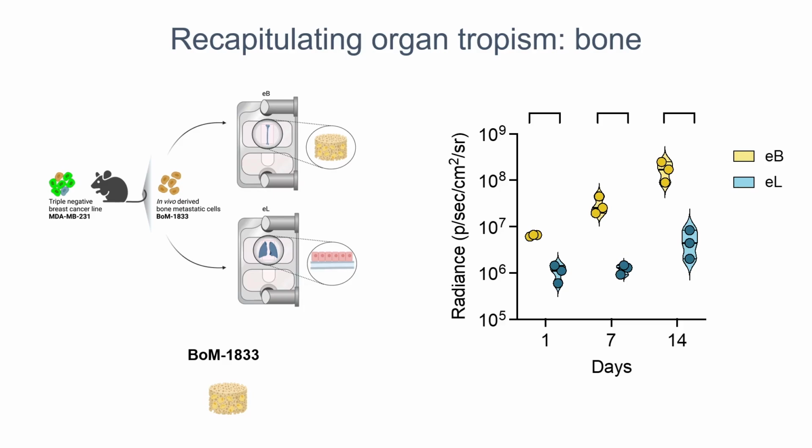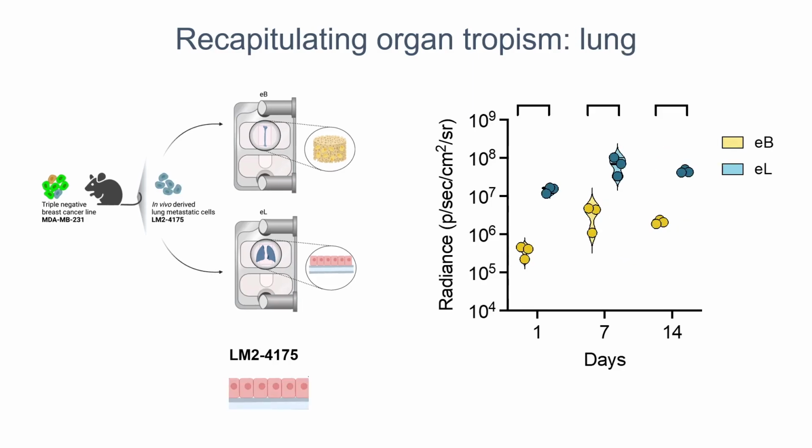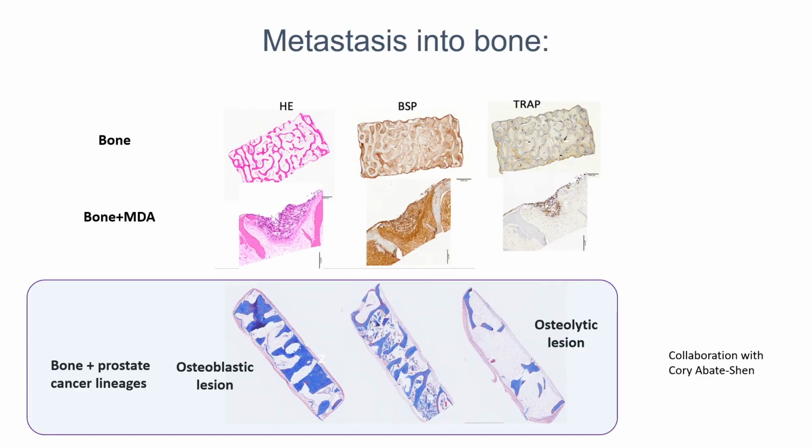Now the second question was about organ tropism. So this here is an experiment with the bone metastatic cells, and we offer them both bone and lung, and you see that they very preferentially go into the bone over this period of time. And the same is for lung. Bone cells go into bone, lung cells go into lung.